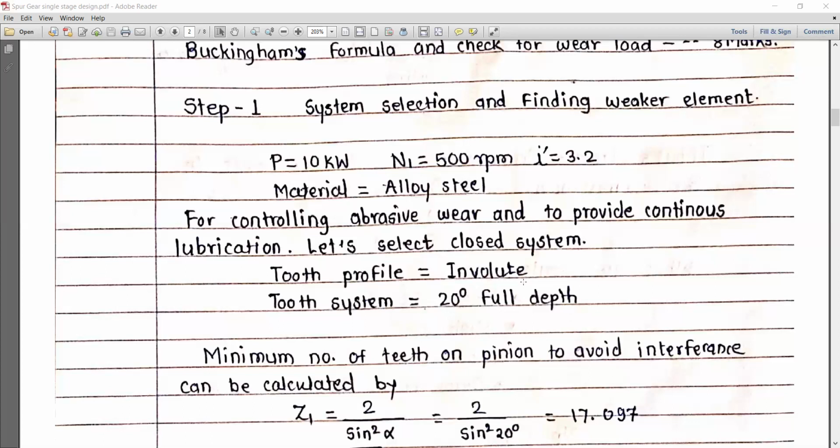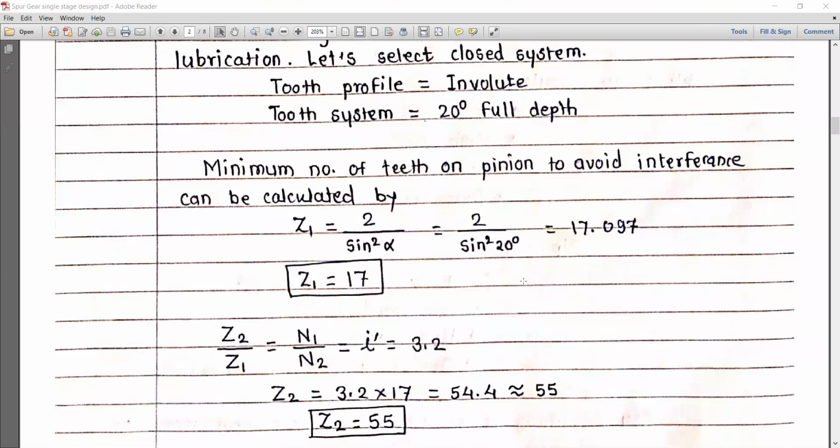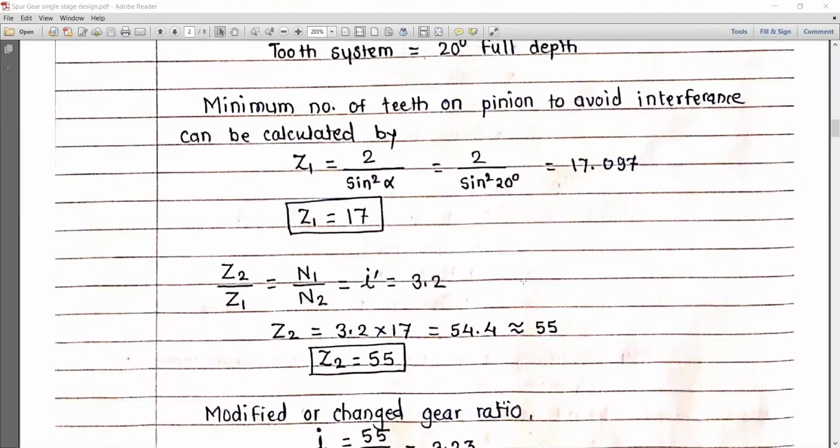Now pressure angle, it's a 20 degree full depth. That is a tooth system. Okay, 20 degree full depth involute profile. Now we need to find out the minimum number of teeth on pinion to avoid the interference. अभी pinion पे ही क्यों लिया? Because pinion is the smallest gear. तो उसके लिए जो छोटा है उसको हम design करेंगे और उसके basis पे हम लोग पूरे system design कर सकते हैं.